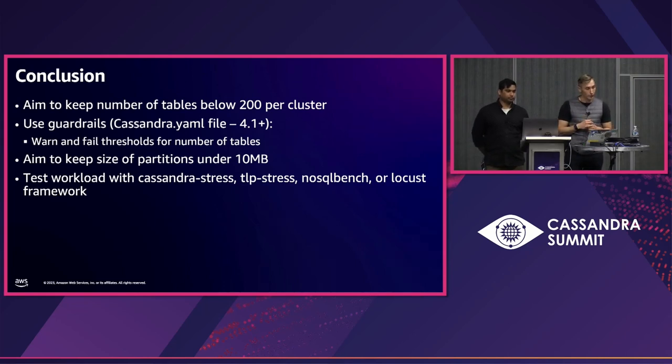It's a nice new feature in Cassandra 4.1 that you can set the number of tables that you allow to be created in the cluster. So it's a good way to manage the number of tables. And aim to keep the partition size under about 10 megabytes. Don't go over. And test your workload.